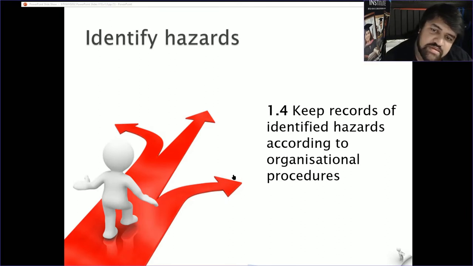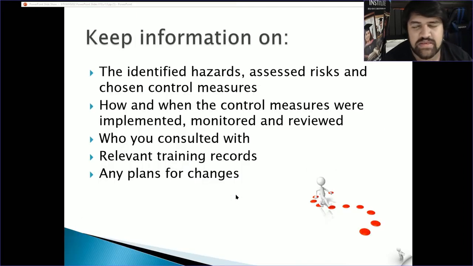Right, 1.4: keep records of identified hazards according to organizational procedures. This is about doing your records and making sure they're in place, so if things do happen, you've got the documentation, and somebody can come in, check what's up, when you identified it, whether anything was done, and why it was neglected if it was. Obviously if you don't have it, you didn't do these mandatory things in the workplace, so you're in breach. If you don't have these in a secured place where anybody can find them, it's going to be hard for you, especially if somebody gets injured.